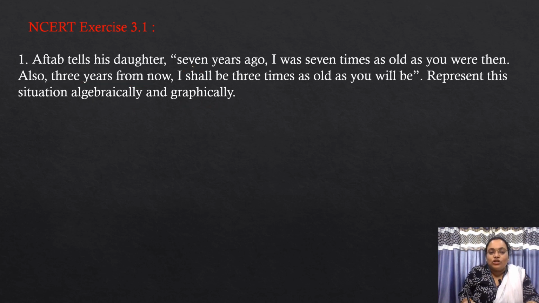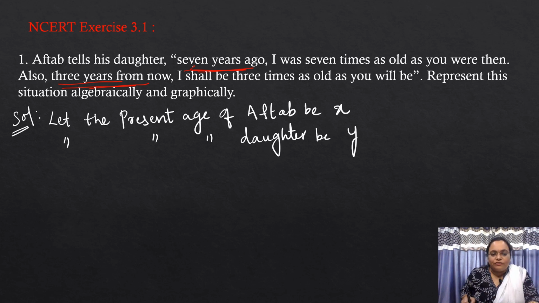So we have two scenarios. One is 7 years ago and the other one is 3 years from now. Let us take the present age of Aftab and daughter to be X and Y. So the first scenario is 7 years ago.